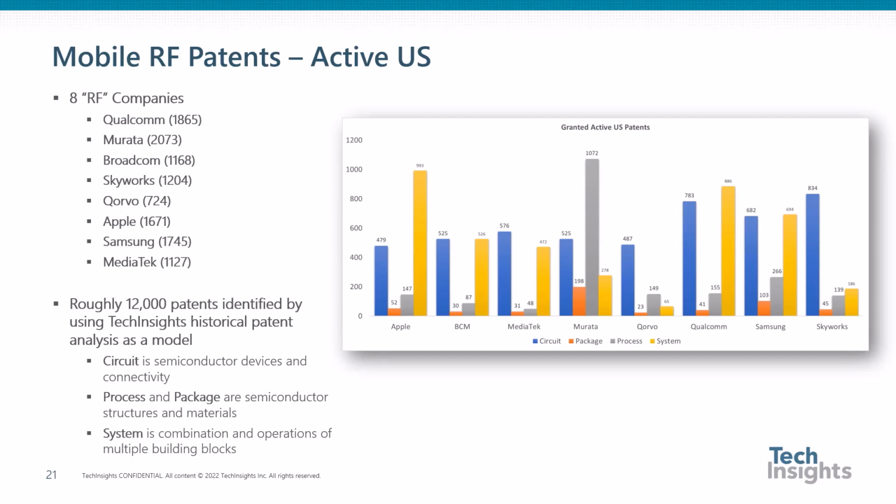The circuit component is quite large for all assignees as they design chips that populate the components of the front end. Process is not surprisingly low as these are mainly fabless companies. Murata's large spike in process is mainly due to their work in the filter field. Murata is also quite predominant in packaging technologies as well.